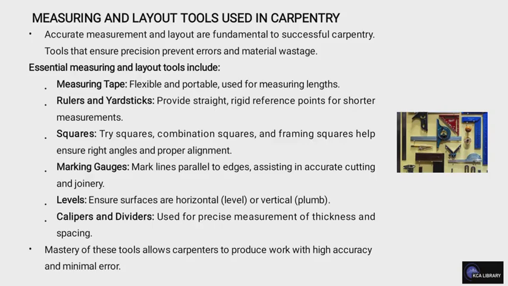We have the square and combination square, and the framing square also, and this helps to ensure right angles and proper alignment. You have the marking gauge, and it marks lines parallel to edges, assisting in accurate cutting and joinery. You have the level, or plumb, and it ensures surfaces are horizontal, level, or vertical, plumb. We also have the caliper and divider, and it's used for precise measurement of thickness and spacing.